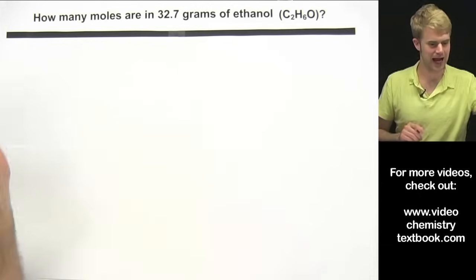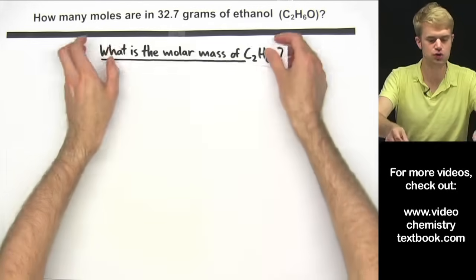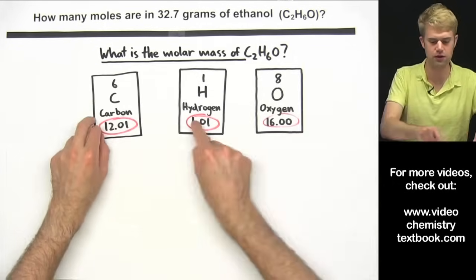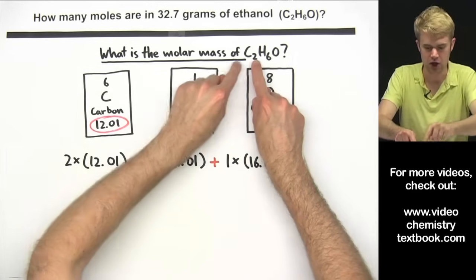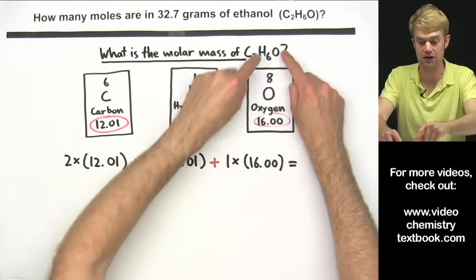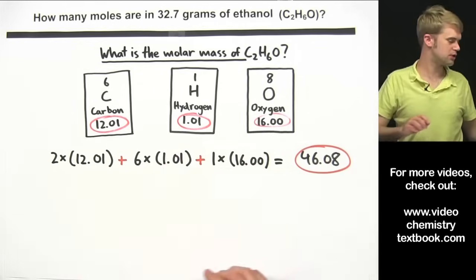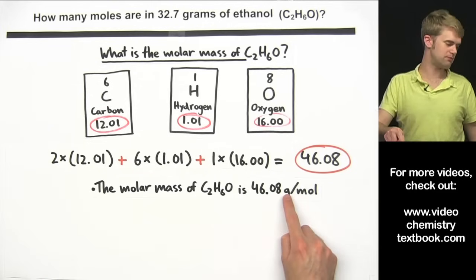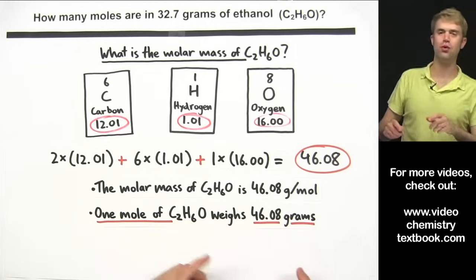One more, last question. How many moles are in 32.7 grams of ethanol? Okay, first question, how much does one mole of ethanol weigh? What's the molar mass? It's made of carbon, hydrogen, and oxygen, so I look all three of them up on the periodic table, and I add their molar masses together depending on how many of each I have. I've got C2, so two carbons, two times this. I've got six hydrogens, so I do six times this. And I've got just one oxygen, so I do just one times this. And I get 46.08, which tells us that the molar mass of C2H6O is 46.08 grams per mole, which means that one mole of C2H6O, ethanol, weighs 46.08 grams.